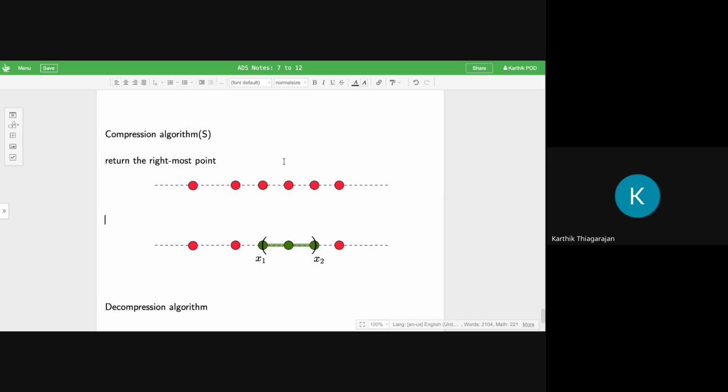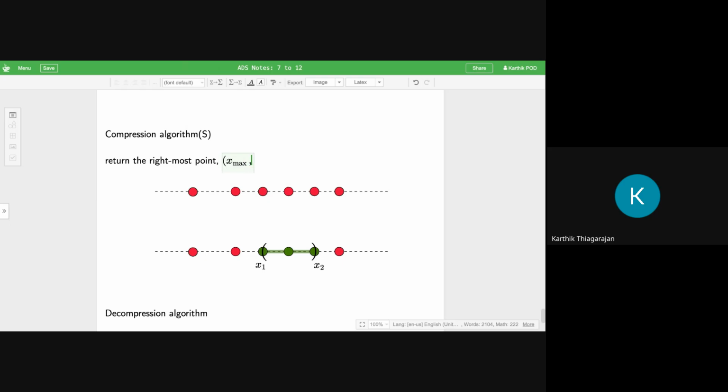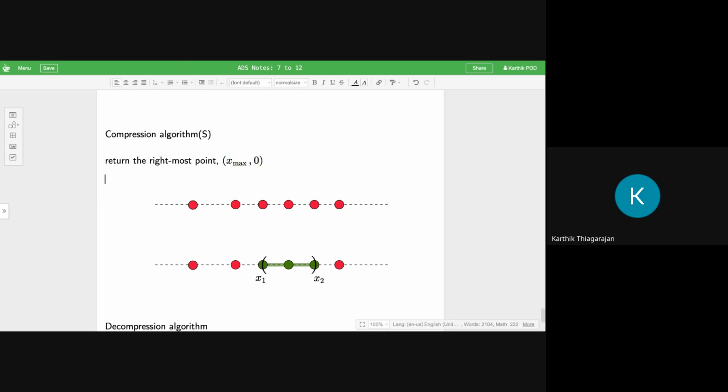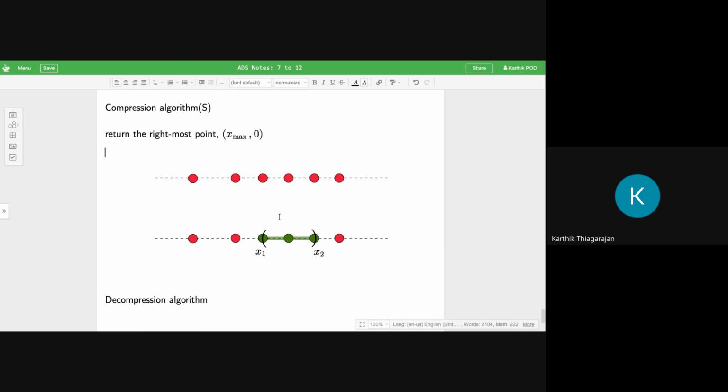It will not return just the point, right? When I say it returns the point, it will return x comma y. In this case, you don't need the rightmost point for decompression. You can return any interval. Agreed, you can return any interval, but it's easier to say return the rightmost or leftmost. So that's the compression algorithm. It's going to return x max comma 0. Correct, in this case, that's what it'll return.